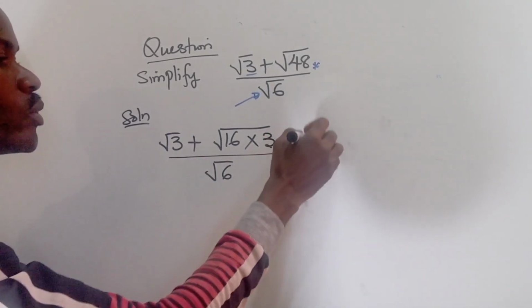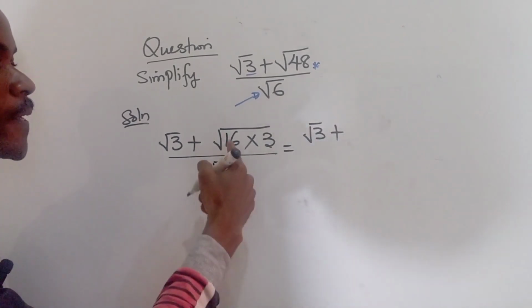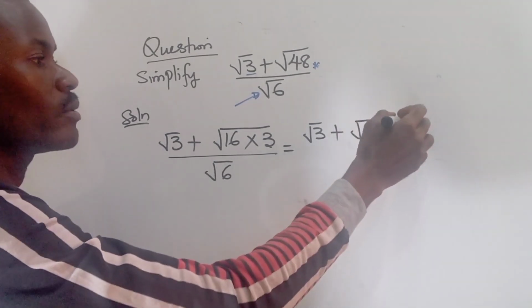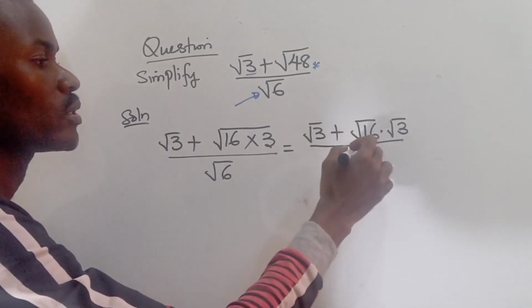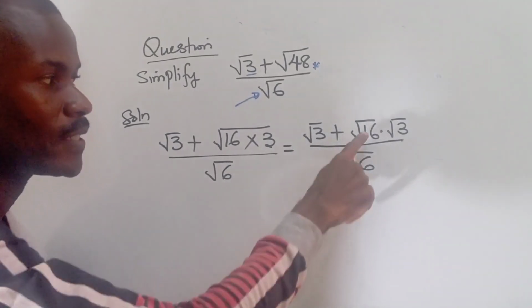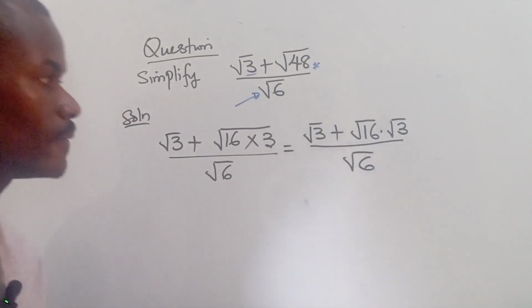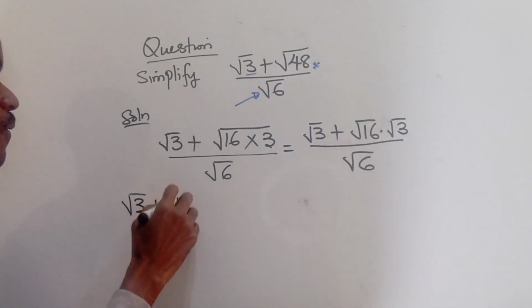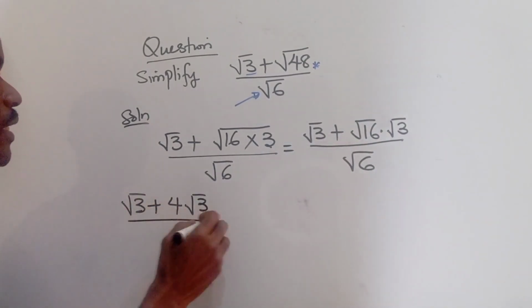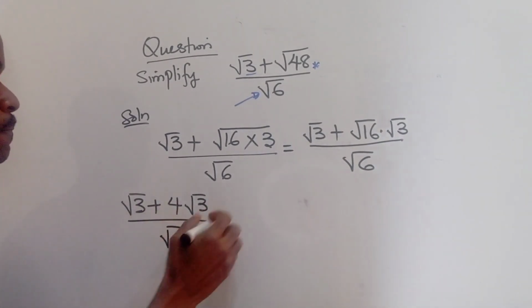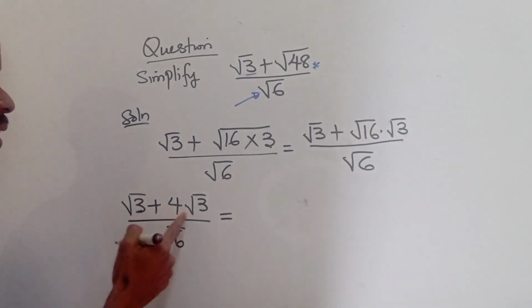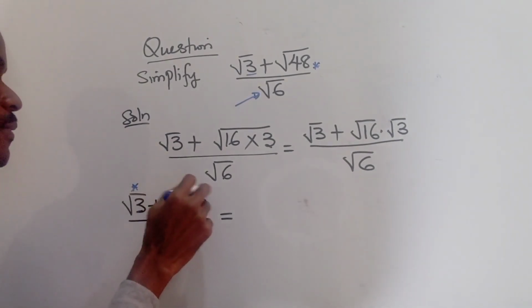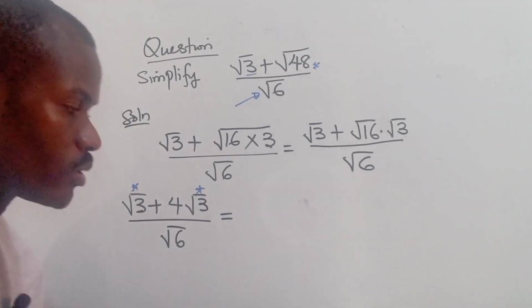Alright, so this we can write as root 3 plus, we can use the principle of surd to break this, so this will be root 16 multiplied by root 3, divided by root 6. Since this is a perfect square, we can find the root of that. So we have root 3 plus the square root of 16, which is 4, multiplied by root 3 divided by root 6. Now this can add, since this is the same as this, so we apply the simple principle of surd.